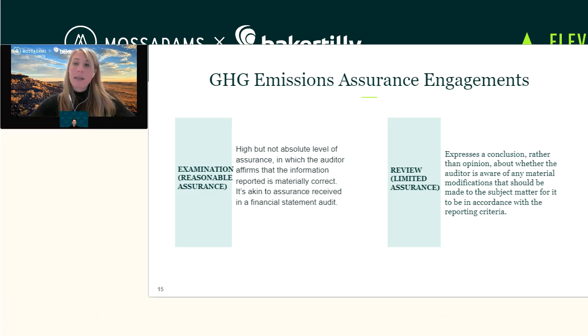So limited assurance is expressing a conclusion on whether the auditor is aware of any material modifications that need to be made to the greenhouse gas emissions footprint in order for it to be in accordance with the Greenhouse Gas Protocol. And then when that gets stepped up to a reasonable level of assurance, it's actually an opinion about whether the information is materially correct. In both instances, the deliverable from these engagements is a 2-page auditor report, either expressing that conclusion or that opinion on the greenhouse gas emissions footprint.